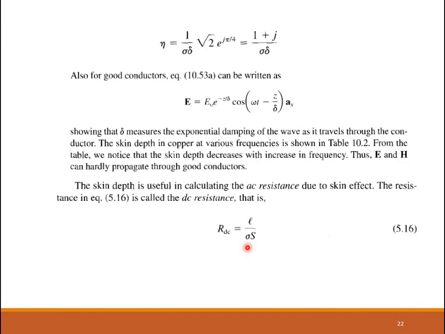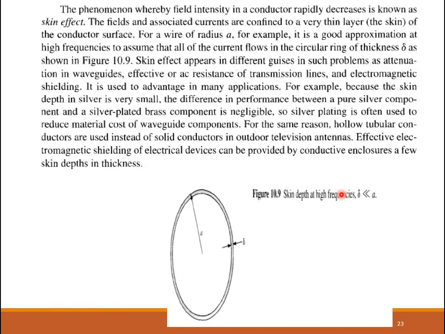So skin depth is useful in calculating the AC resistance due to skin effect, which means another concept that we need to discuss is the skin effect. As I told you, these are concepts which are mainly applicable only for the perfect conductor. The first case was the skin depth. What do you mean by skin depth? How does it vary with frequency? And all the other details about skin depth. Now, skin effect.